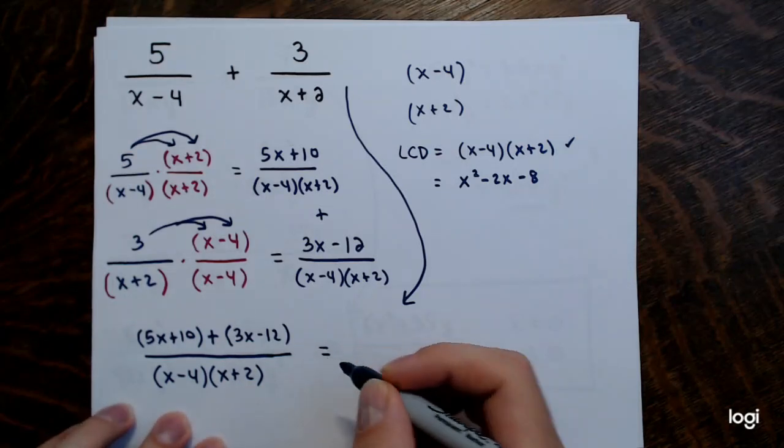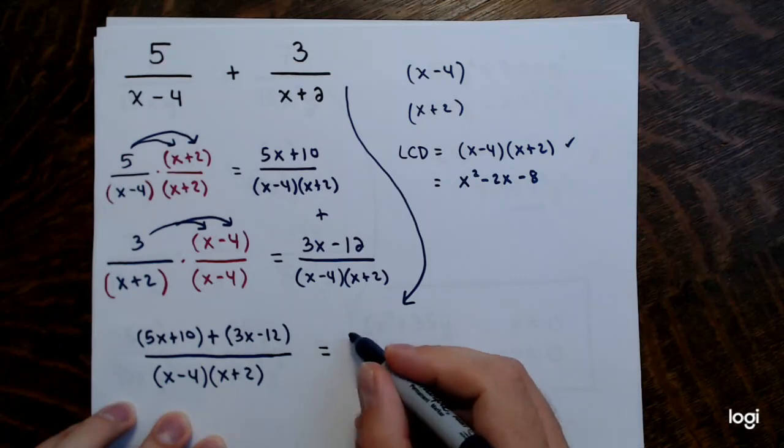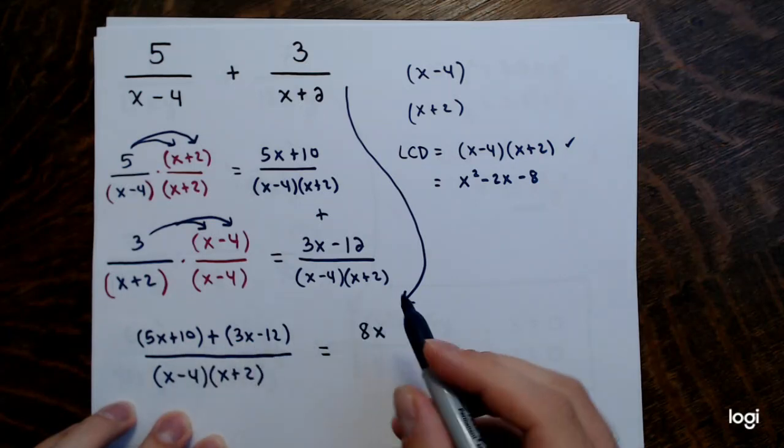Alright, so now comes the simplification part. The numerator here, I've got 5x plus 3x, that's 8x when I'm combining like terms. 10 plus negative 12, that's minus 2.